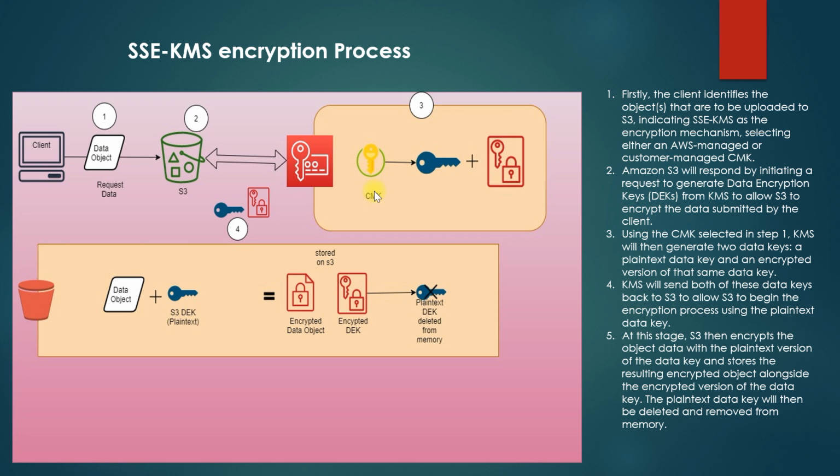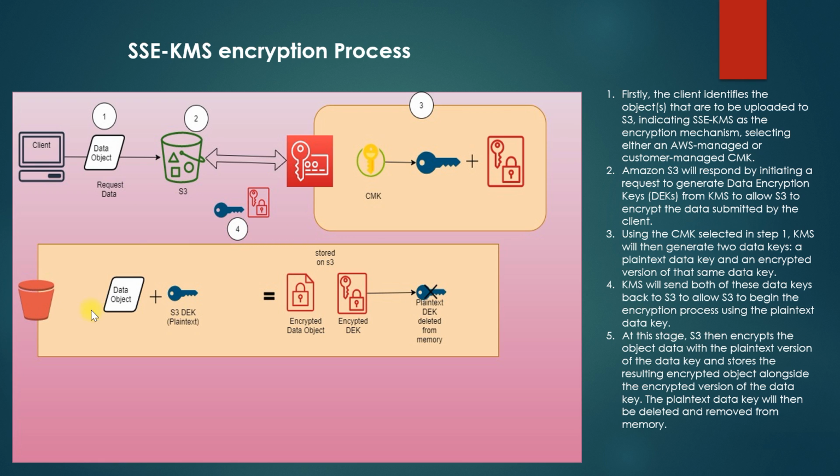Here we can use an AWS managed key or a customer managed key. It depends on the configuration in the very first step: once we are using SSE-KMS as the encryption mechanism, we have an option either to go ahead with the AWS managed key or the customer managed key. In the next step, once the data encryption key in plain text as well as ciphertext form is generated, it will be sent to S3 once again.